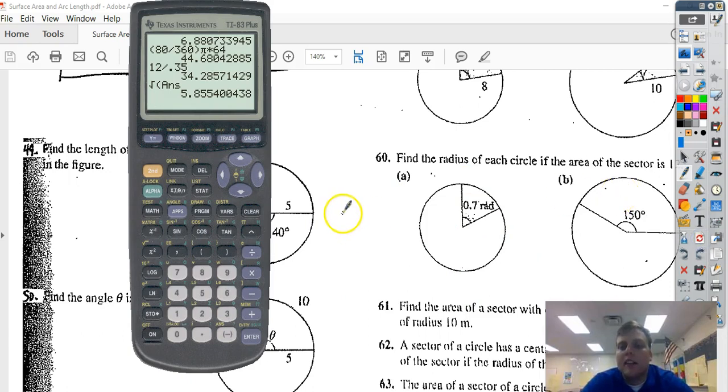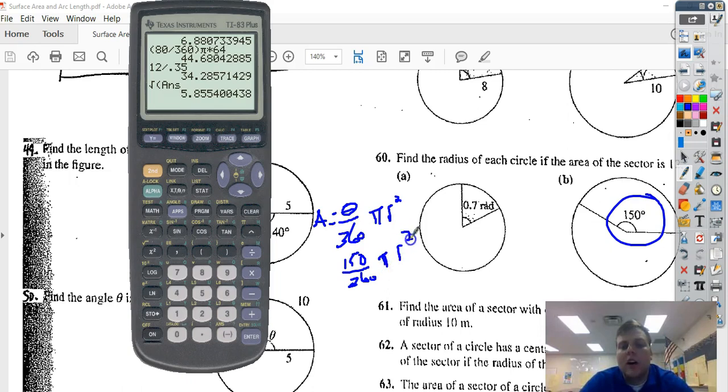Hopefully you're just unpausing and now you're like, okay, B is easy because it gives me degrees. I still know that the area is 12. So instead of using the other formula, I'm going to use A is equal to theta over 360, and this one is pi r squared. Okay. So then I know theta is 150, so I'm going to say 150 over 360 pi r squared, and then I know that area was actually 12, so I can say 12 equals these things.